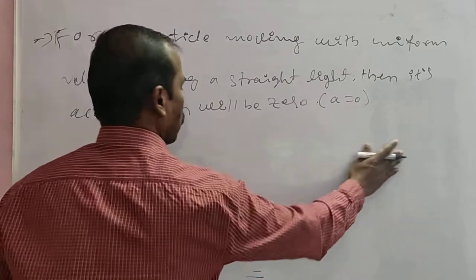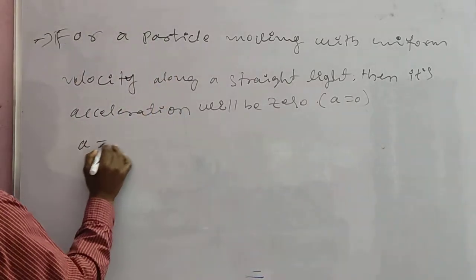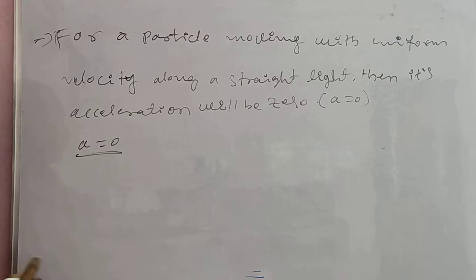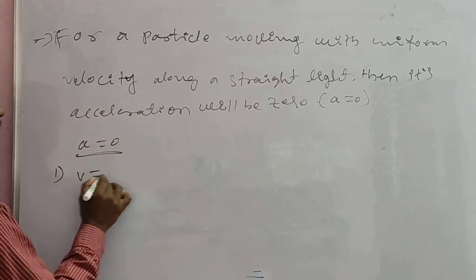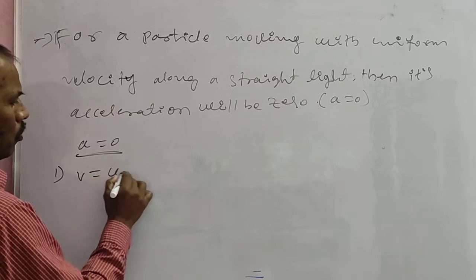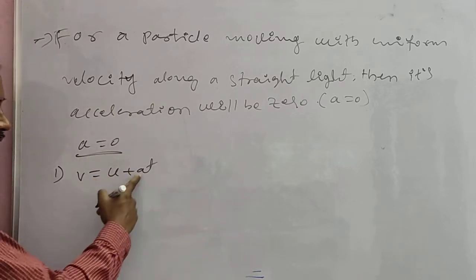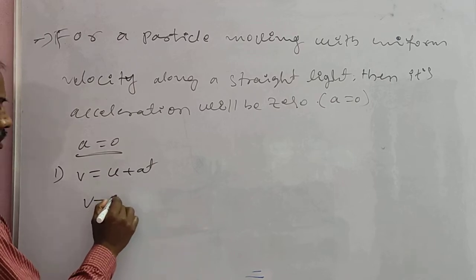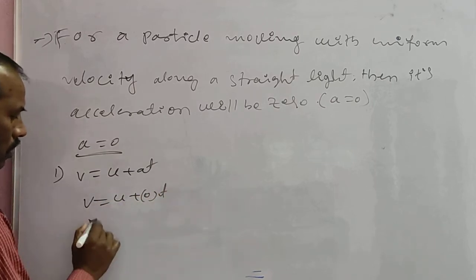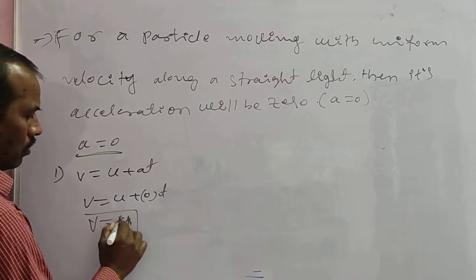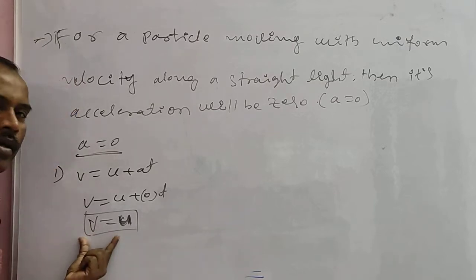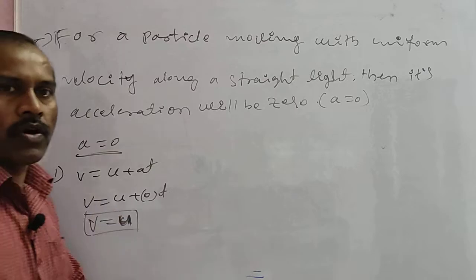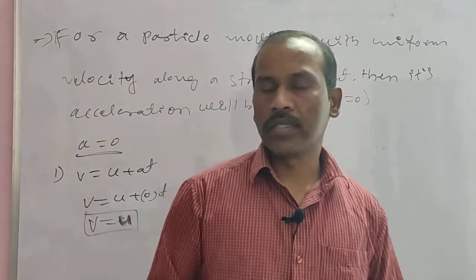Looking at the 4 equations, the condition is acceleration a is equal to 0, and the velocity is a uniform velocity. Now in the first equation, v is equal to u plus at. So a is equal to 0, that means v is equal to u plus 0, which is v is equal to u. That means the final velocity is equal to the initial velocity. So the starting velocity and final velocity are both the same in this case.